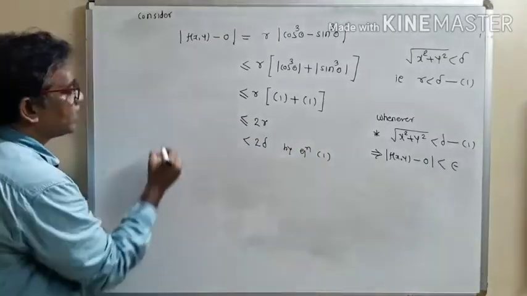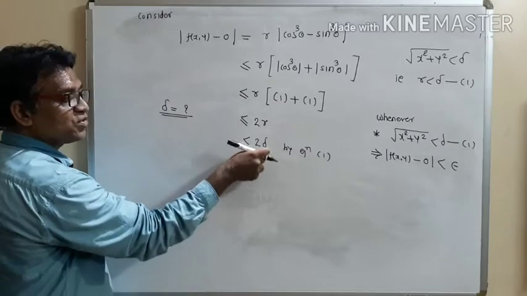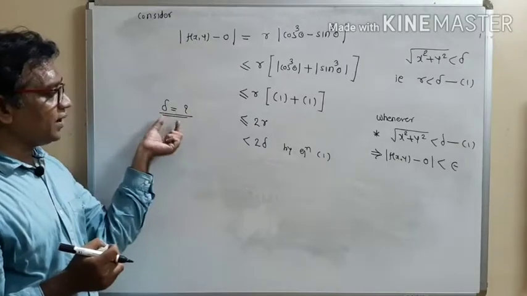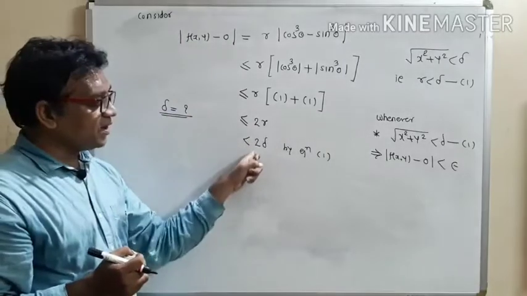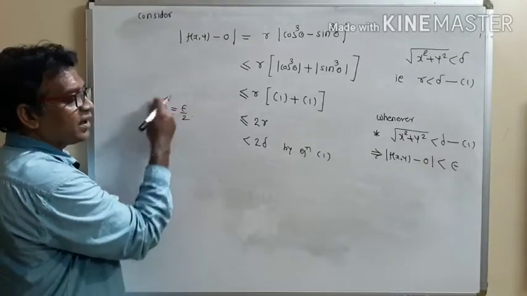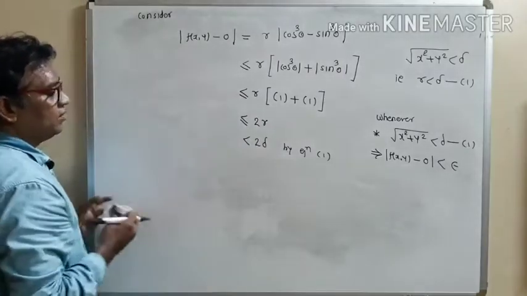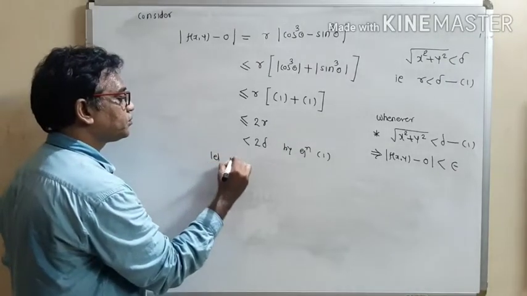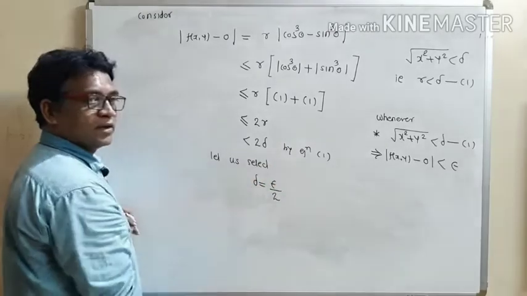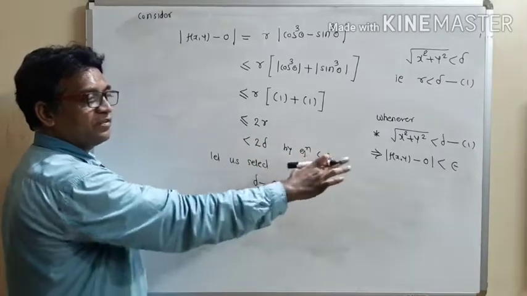So what is the last step? We have to select the values of delta in such a manner that we get epsilon here. So let us take delta equal to epsilon by 2. If we take delta equal to epsilon by 2, the 2 gets cancelled, which means automatically we get epsilon. So write down, let us select delta equal to epsilon by 2. Obviously we get epsilon.